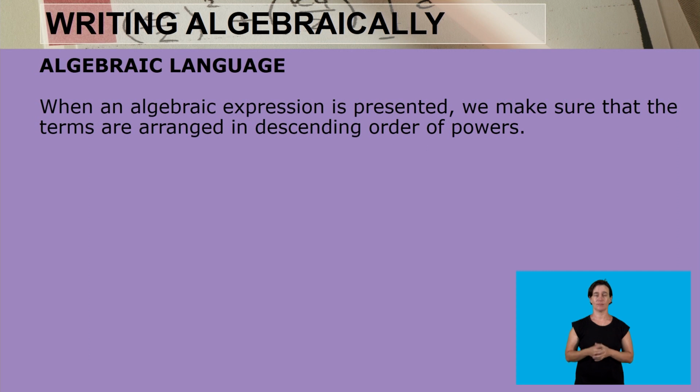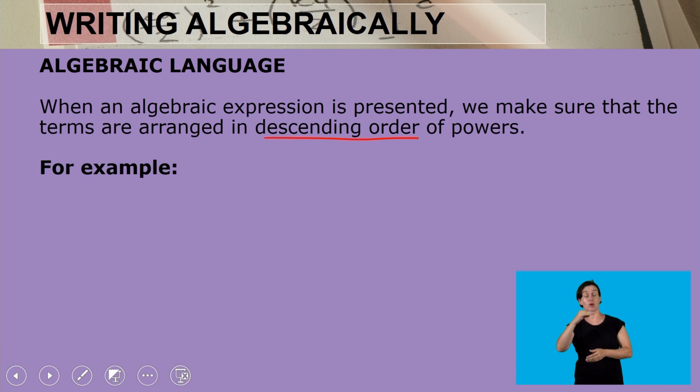Let's continue with our algebraic language. So when an algebraic expression is presented, we make sure that the terms are arranged in descending order of powers. In descending order of powers. Now we remember a power is a base and an exponent. So we need to make sure that those exponents are in descending order. Let's look at this example here.